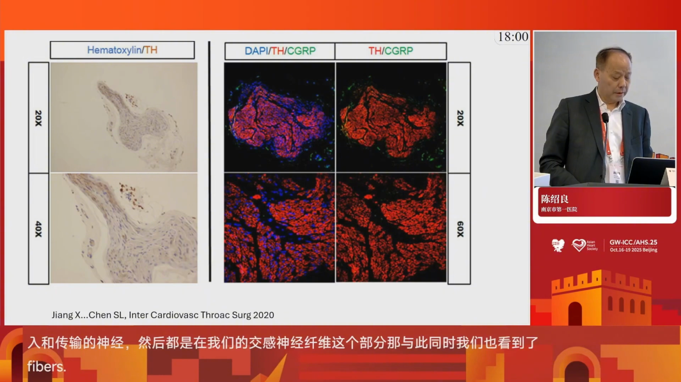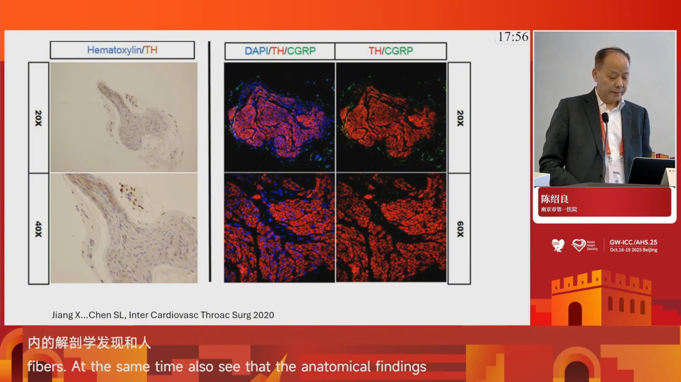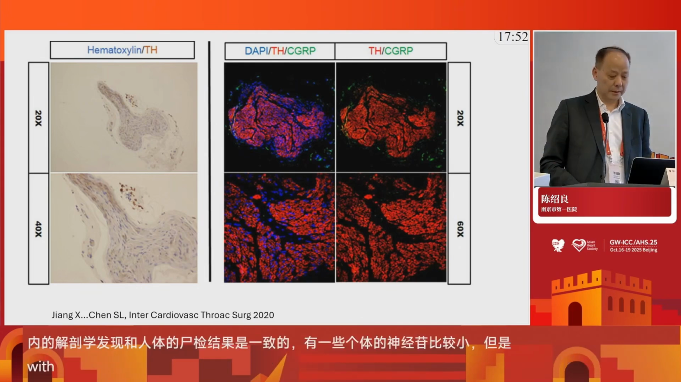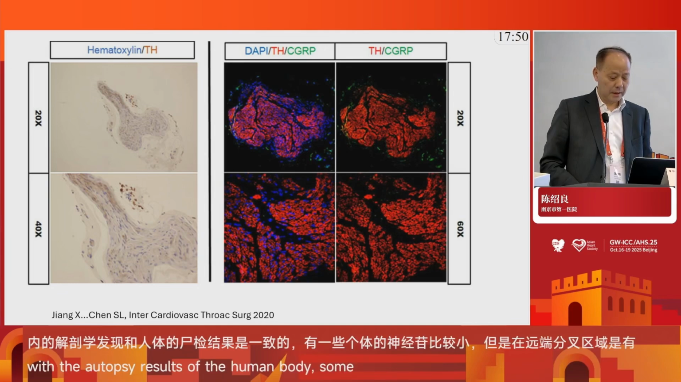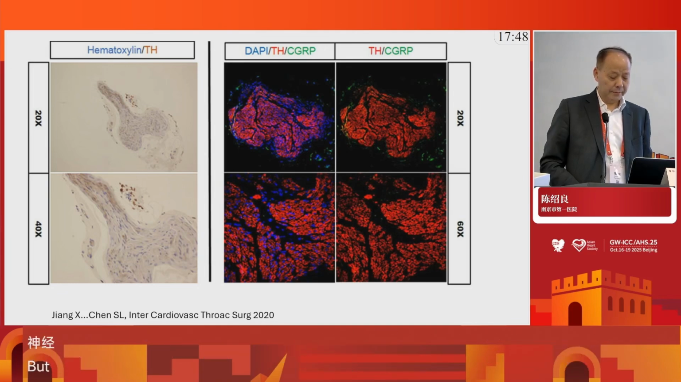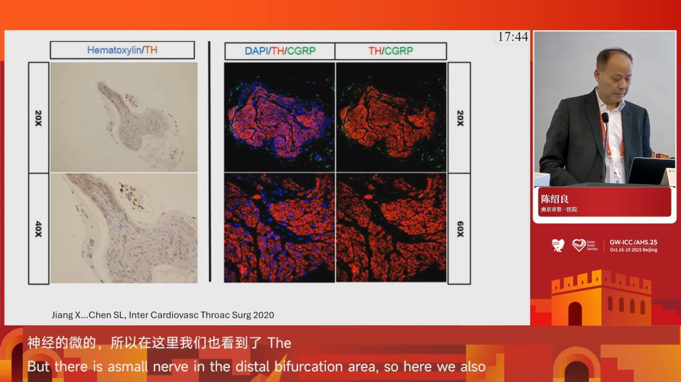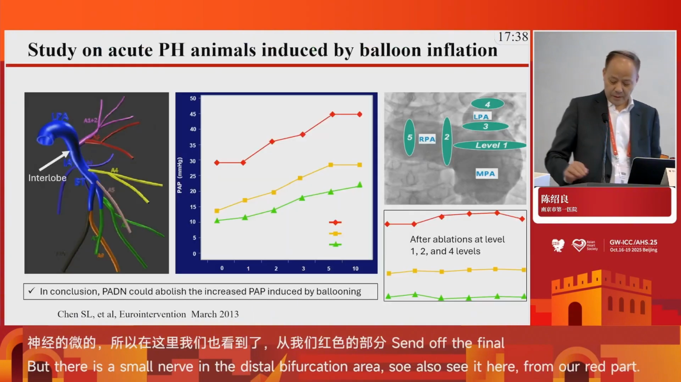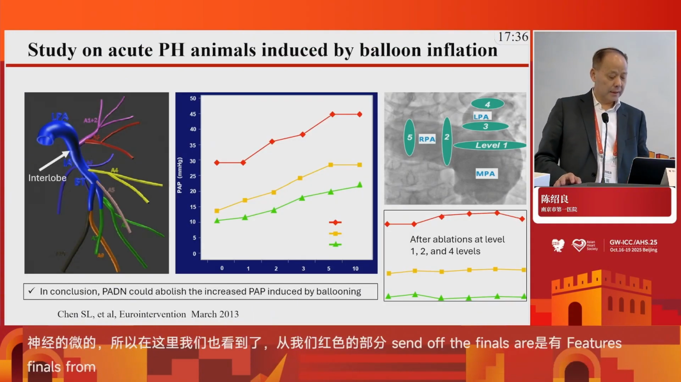Also, we used TH staining as well as CGRP to identify the components of the PA nerves. Basically, the red color means greater than 99% of the fibers are sympathetic. Next, we performed our first animal study.